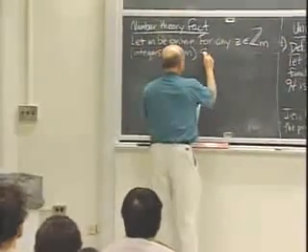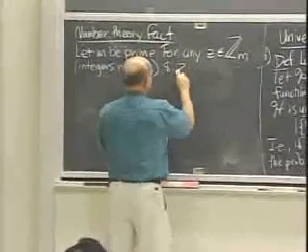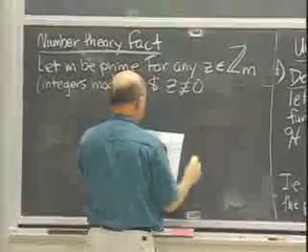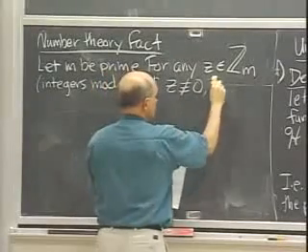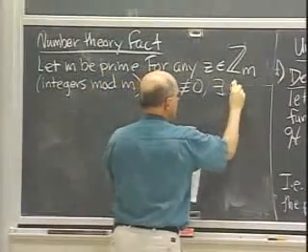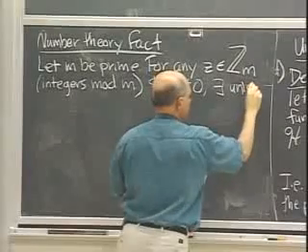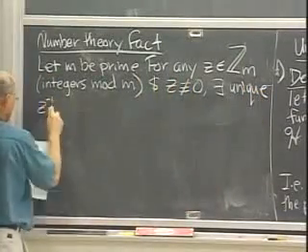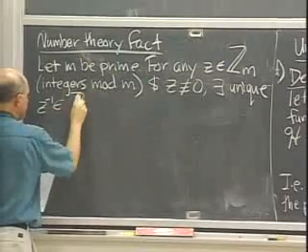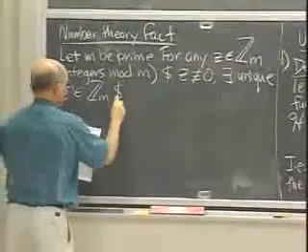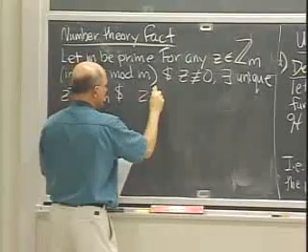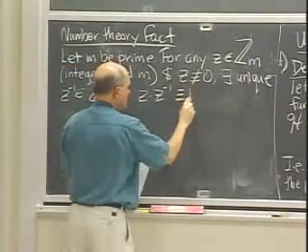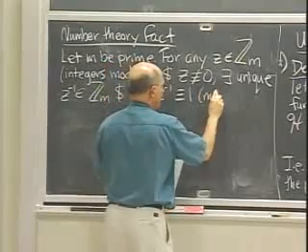Okay, so for any z such that z is not congruent to 0, there exists a unique z inverse in Z sub m such that if I multiply z times the inverse, it produces something congruent to 1 mod m.